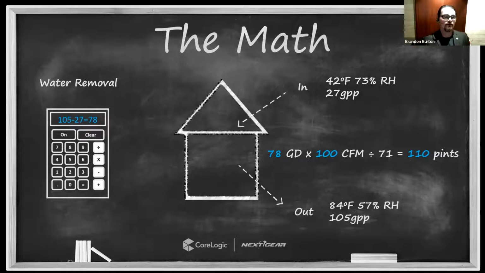So if I've got an environment where I'm bringing in 27 grains from outside, as you see in the example here, and then I'm exhausting 105 grains from the space by the time I'm done, that grain change is 78. I'm picking up 78 grains on the way through. Multiply that by your CFM rate, divide by 71, and we find out that's 110 pints per day.